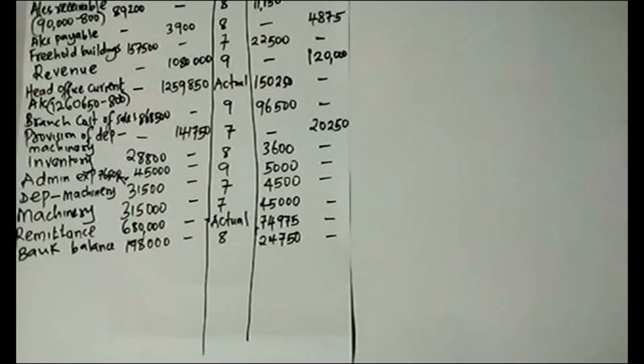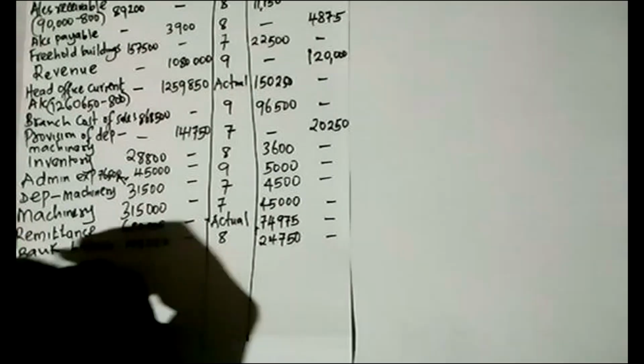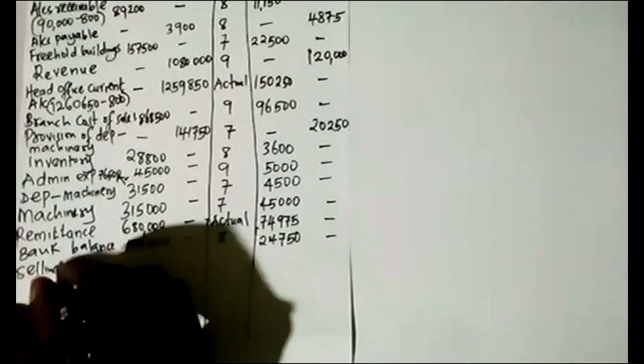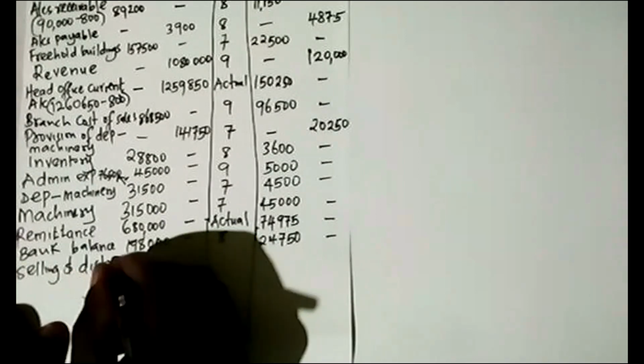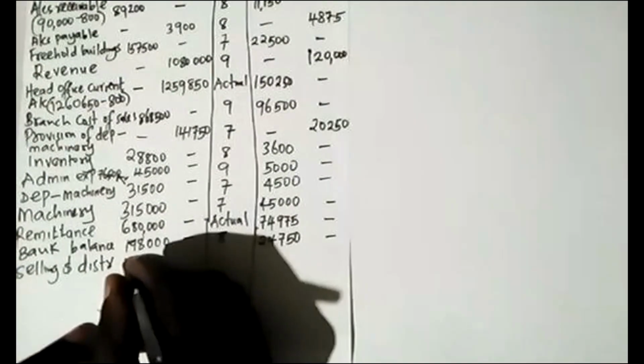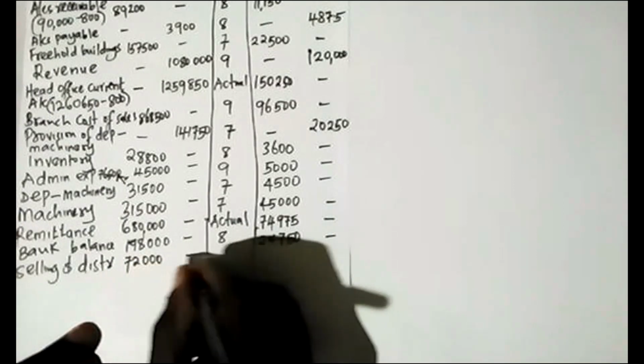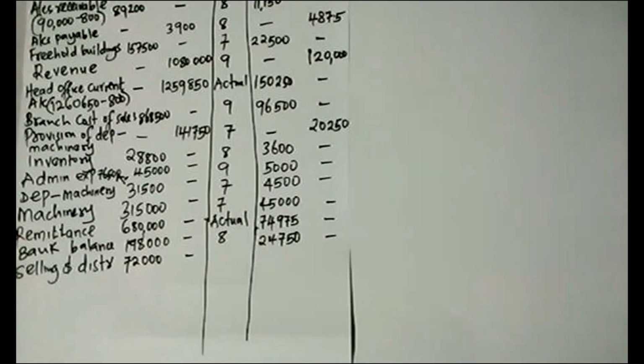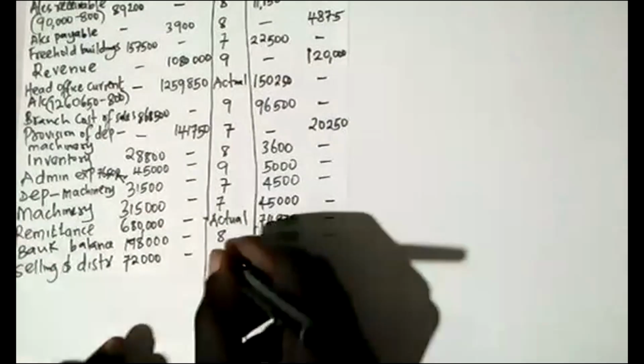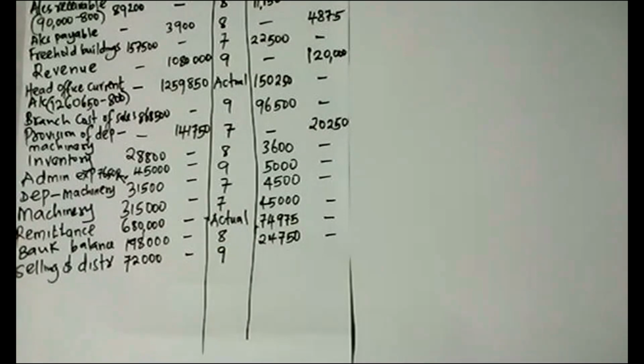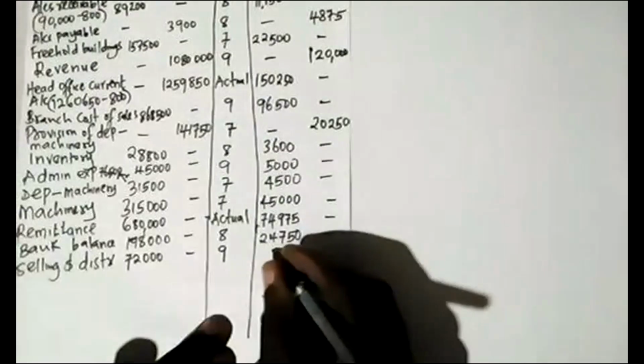Then after that, we move to the last item, selling and distribution costs. The selling and distribution is 72,000. We translate it using the average. You know that the average rate is 9, because selling and distribution is an expense, so use the average rate. That is an income statement item. If I translate that one, I'm getting 8,000.